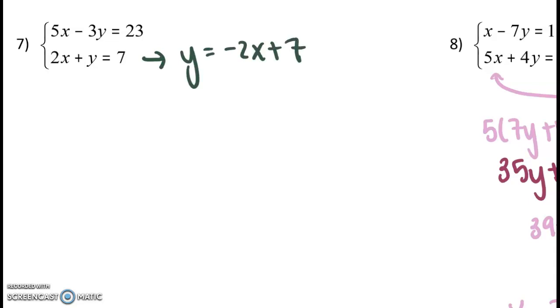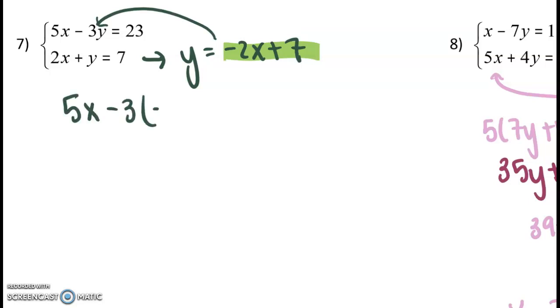So I've got y equals negative 2x plus 7. Now I'm going to take that equation, that negative 2x plus 7, and I'm going to substitute it in for y above. So what does that look like? That looks like 5x minus 3 times negative 2x plus 7 is equal to 23. I'm going to distribute, and now I have an equation with just x's, so I'm able to solve. So I want you to pause this video and solve for x, and I'm going to do the same.